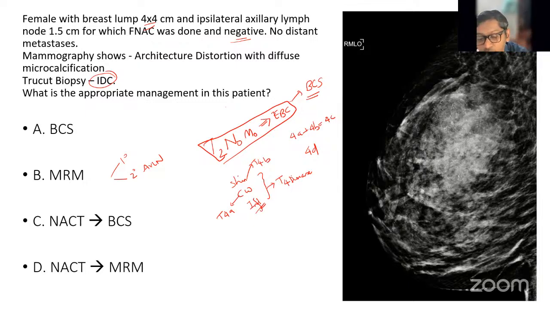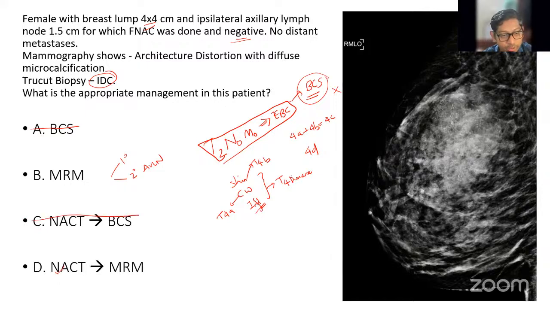So if we look at management of this particular clinical scenario, definitely BCS is a contraindication in this clinical scenario. So definitely option A is ruled out. So you cannot do BCS in this patient because of the presence of diffuse microcalcifications. Now let us look at the other option. So again, this option is also probably you can rule out because of this.